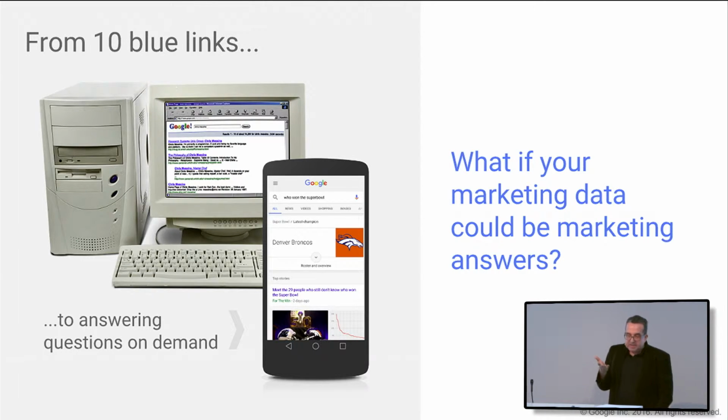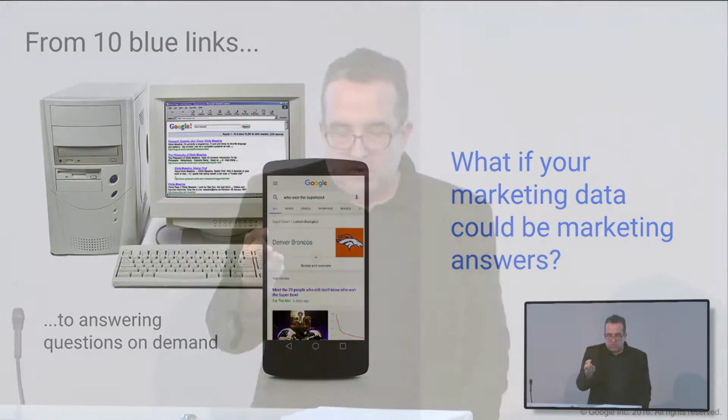Search has gone beyond simply surfacing information to users and now provides them with insight. Ask a question, and Google does its best to pull up the actual answer you were looking for instead of a list of potentially useful links. What if you could do this for marketing? What if you had tools that, instead of giving you marketing data, gave you marketing answers?